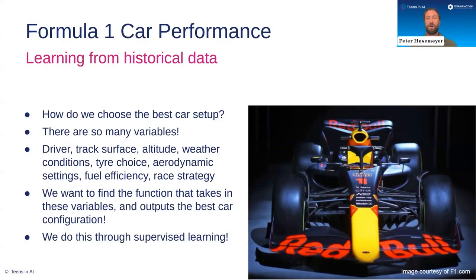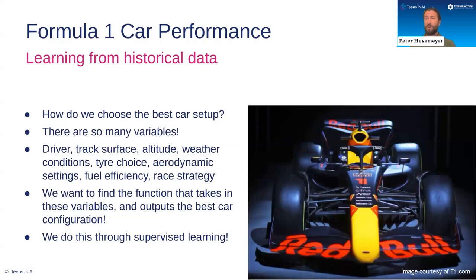So our goal is to create a model that takes in, say, for example, the driver. Now, we can label the drivers 1, 2, and 3. It takes in the altitude of the track. It takes in the expected weather on the day. We could call hot and sunny 1. We could call cool and dry 2. We could call rainy 3. It takes in the chosen tires. And then it outputs a predicted average car speed at that track. Now, how can we do this?